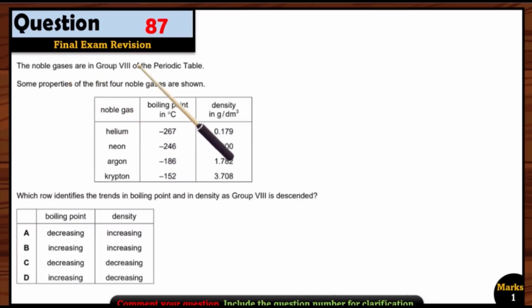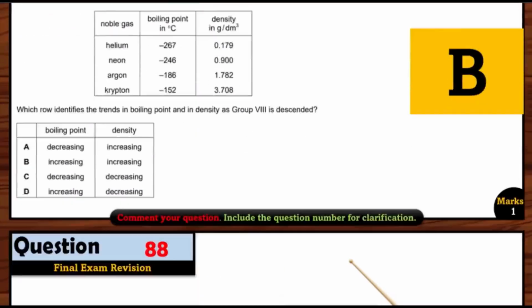Question 87. The noble gases are in group 8 of the periodic table. Some properties of the first 4 noble gases are shown. Which row identifies the trends in boiling point and density in group 8 going down? So let's see what is happening to the density. If you see, the density is increasing down the group, right? And boiling point, if you see with the negative sign, the greater the value means it is the lower. So actually the boiling point is increasing down the group, right? Increasing and density also increasing. So where we can find the word increasing, that is option B. So option B is the right option here.